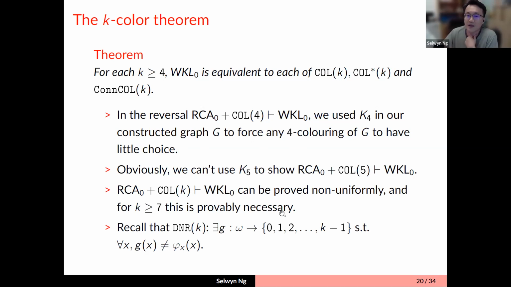And in fact, the K-color theorem can be reversed, except that we have to do it not uniformly. And for K at least 7, this is provably necessary. So there is no uniform reduction for K greater or equal to 7. So instead of reversing to WKL, we will consider the DNRK principle. Recall that the DNRK principle is simply the one that says that there is a function with range among 0 to k minus 1 that avoids the universal partial computable function.